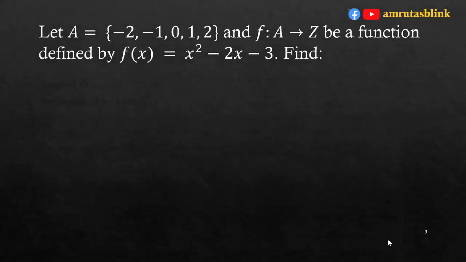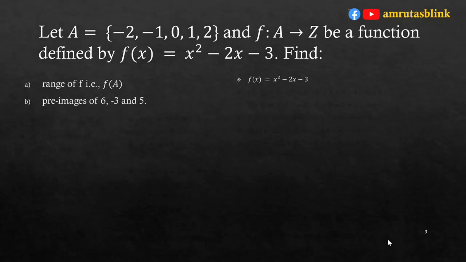Let A be equal to {-2, -1, 0, 1 and 2}, and it's given a function f from A to Z defined as f of x is equal to x square minus 2x minus 3. Find the range of function f of A and the pre-image of 6, minus 3 and minus 5. Now it's given as f of x is equal to x square minus 2x minus 3. So we will calculate the value of f of x for its domain.